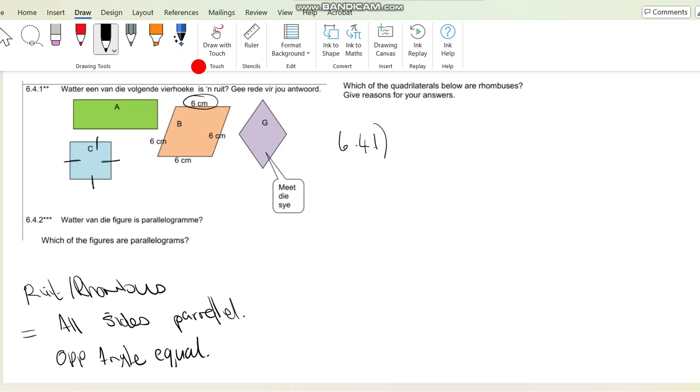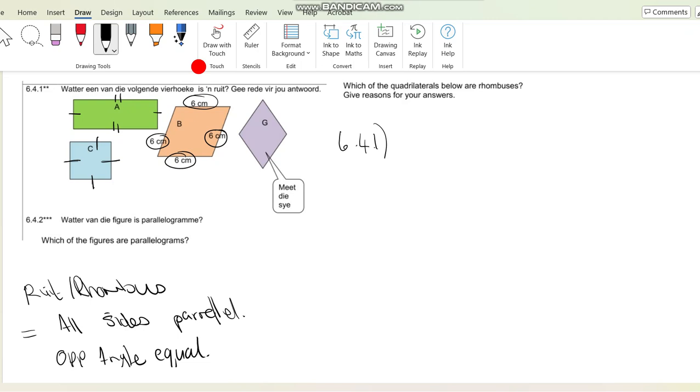With B, they said that those are all 6 centimeters. They gave you the information. And then with A, you will see that those are the same and these are the same. So that cannot be a rhombus. Kan nie ruit wees nie because those two are the same, those two are the same, but they're not all the same as each other. Hulle is nie almal gelyk nie.